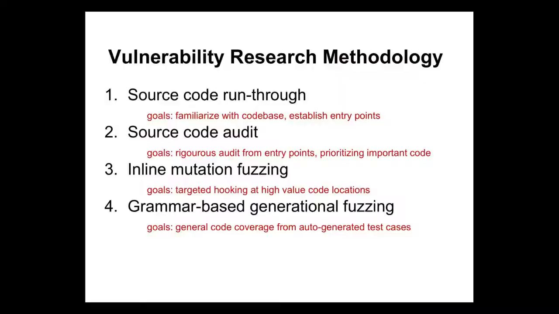And the fourth approach, which came a bit later, is grammar-based generational fuzzing, where I was auto-generating my own test cases and then testing these at runtime, basically running my test cases in Chrome and looking for crashes. I'll go into a bit of detail about 2, 3, and 4 and look at the kind of vulnerabilities that each finds. It's interesting that the different techniques find very different types of vulnerabilities.